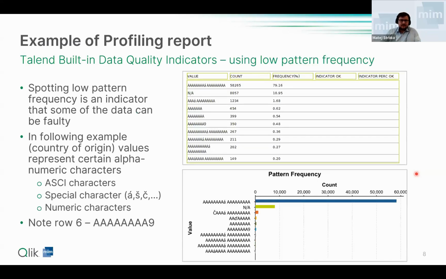The second Talend built-in data quality indicator is checking for value or pattern frequency. Checking the pattern frequency might help us spot some data inconsistency. Especially looking at lower pattern frequencies, it might give us some unexpected exceptions. There may be just a handful of them in a data set of thousands, but it is still data inconsistency and poor data quality.